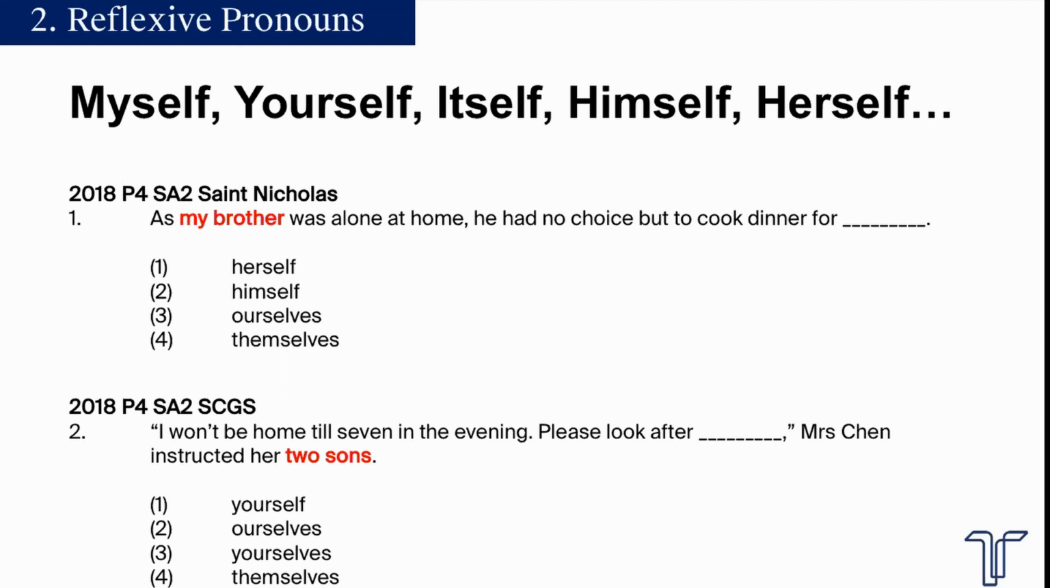As my brother was alone at home, he had no choice but to cook dinner for, keyword is my brother, that is the subject. All right, so cook dinner for himself. Okay, question 2, I won't be home till 7 in the evening. Please look after blank. All right, keyword there is two sons, right? Mrs. Chen was talking to her two sons. So please look after yourselves. You need to choose the plural form of yourself, which is yourselves. Okay, pretty simple, but always comes out. Okay, so just revise it. Don't make careless mistakes here.